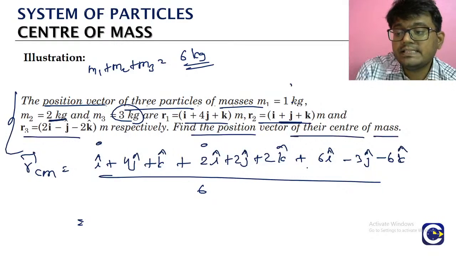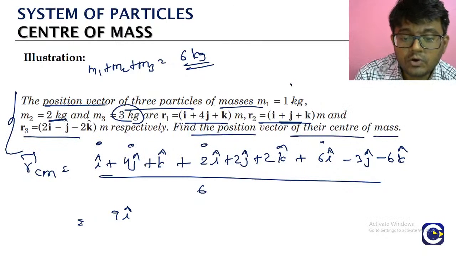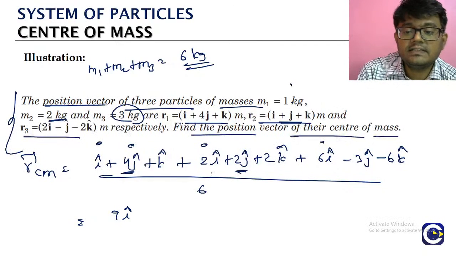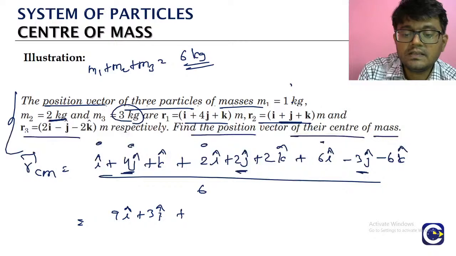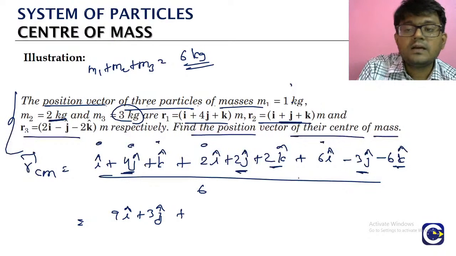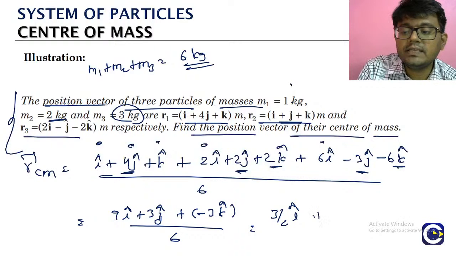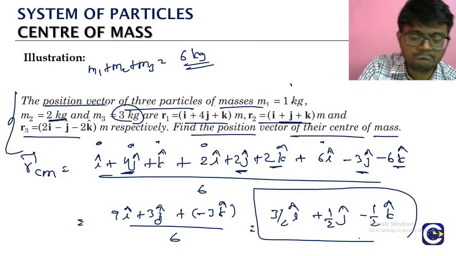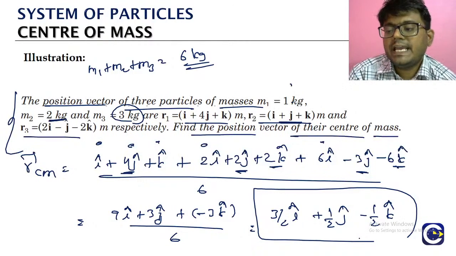i is there, 2i is there, 6i is there. Totally 9i. 4j is there, 2j is there. 4j plus 2j is 6j. Minus 3j means 3j will be there. Then k, 2k, and minus 6k: what is it? Minus 3k. So what do we have? 3 by 2 i plus 1 by 2 j minus 1 by 2 k. What is the answer? 3 by 2 i plus 1 by 2 j minus half k.